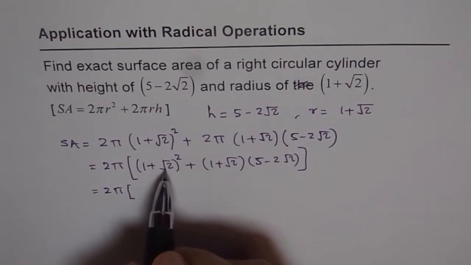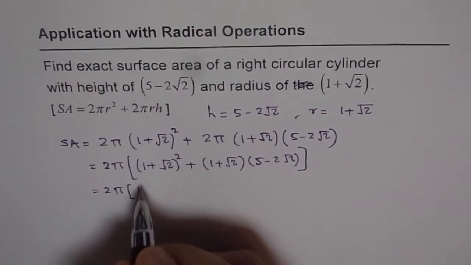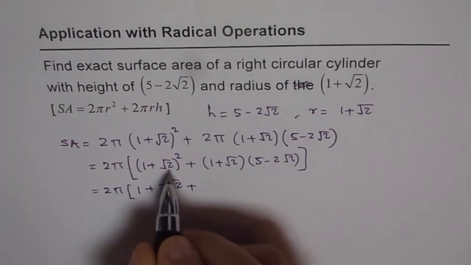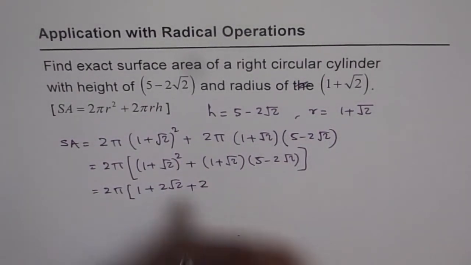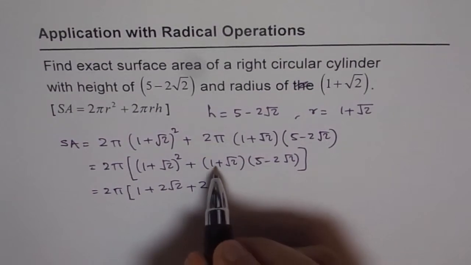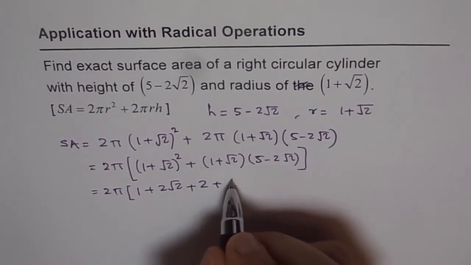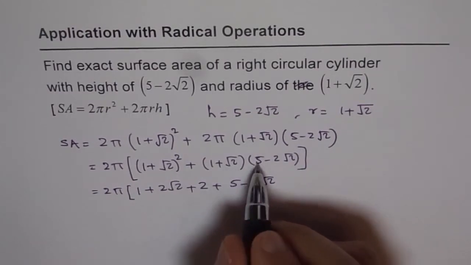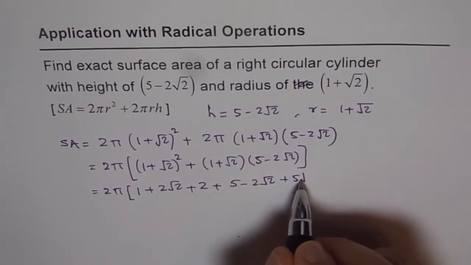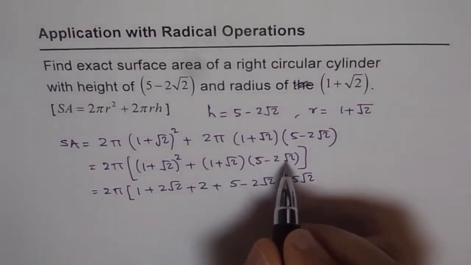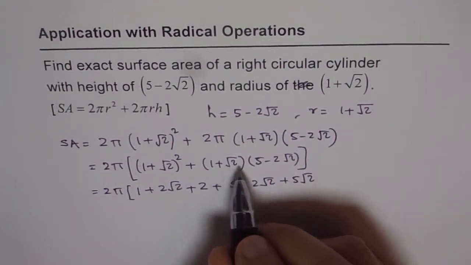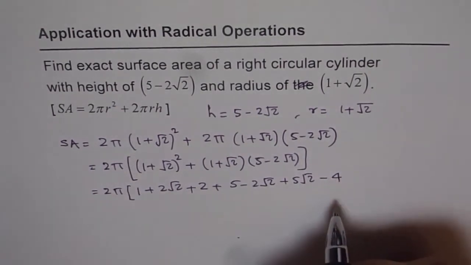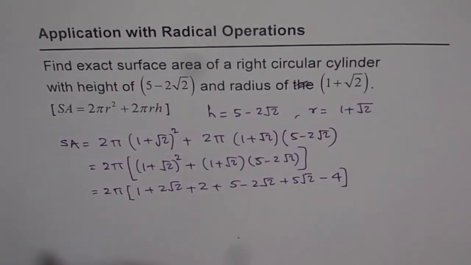So 1 plus square root 2 whole square is 1 square, which is 1, plus 2ab, which is 2 square root 2, plus square root 2 square, which is 2. And on this side you can multiply with 1, get the same thing, which is 5 minus 2 square root 2. And when you multiply by square root 2, you get 5 square root 2. And then this factor will be square root 2 times square root 2 is 2, with minus sign, it gives minus 4. So that is what you get.